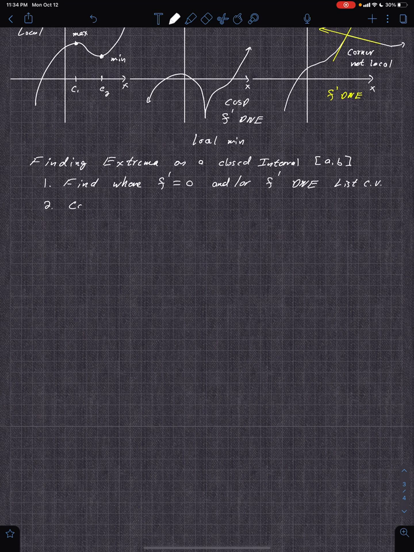Step 2: calculate f of a and f of b. Those are the endpoints. And then you just compare values. Step 3: compare the values of 1 and 2.